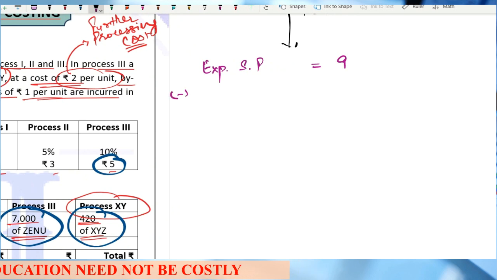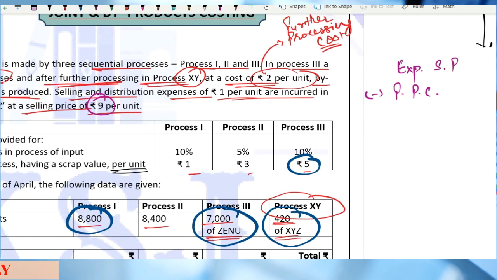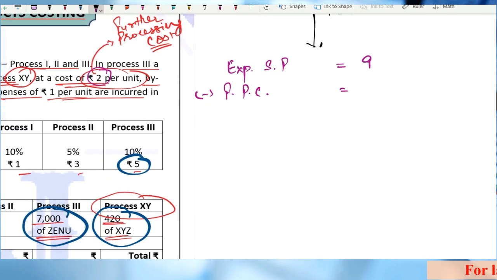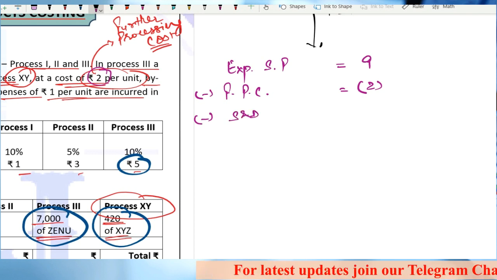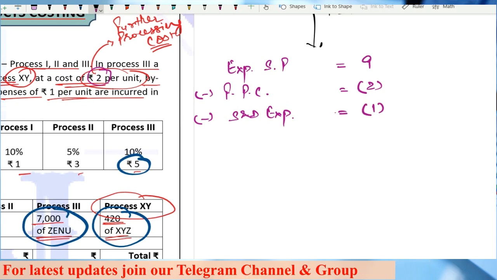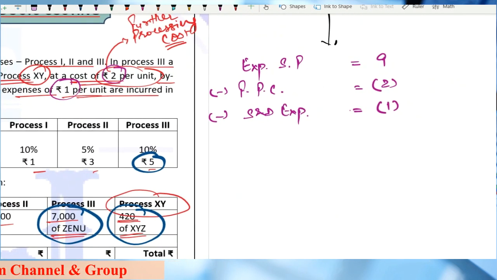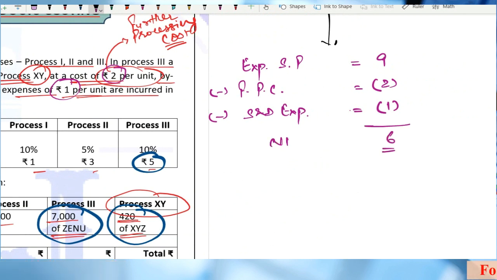Okay, minus further processing cost. What is the further processing cost for this byproduct? 2 rupees is the further processing cost. I will subtract it, sir. Minus selling and distribution expenses, right? That is 1 rupee. Selling and distribution expenses of 1 rupee, right? So from here I will get 6 rupees. This is my net realizable value of this product.